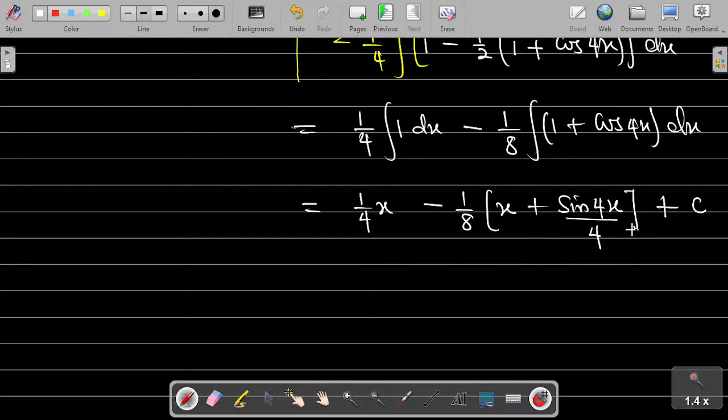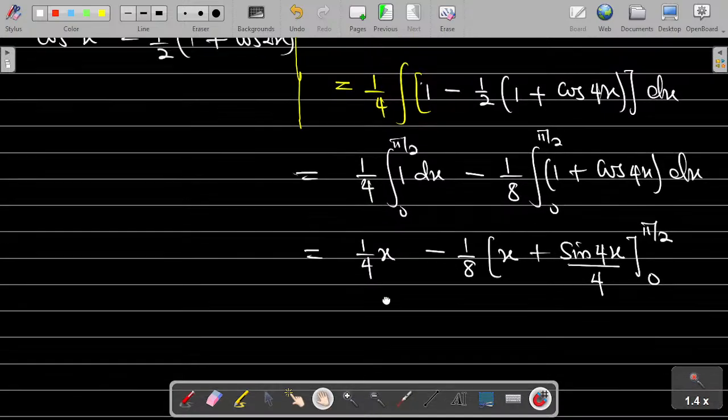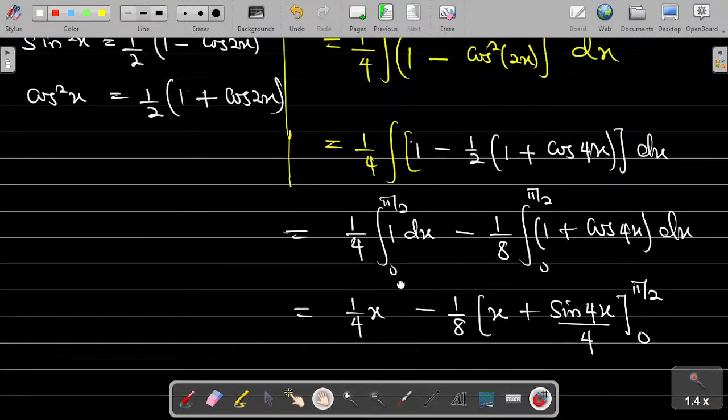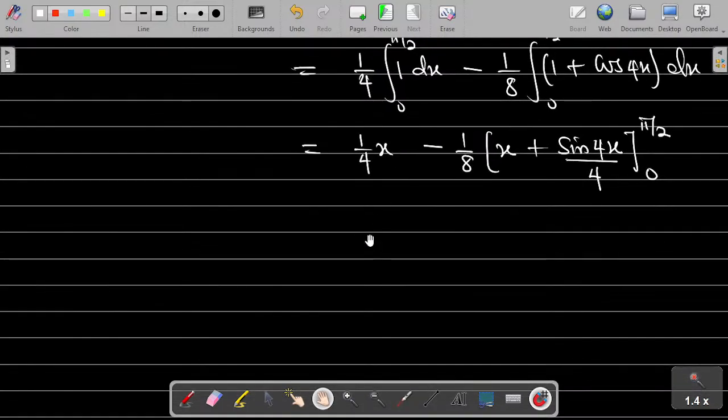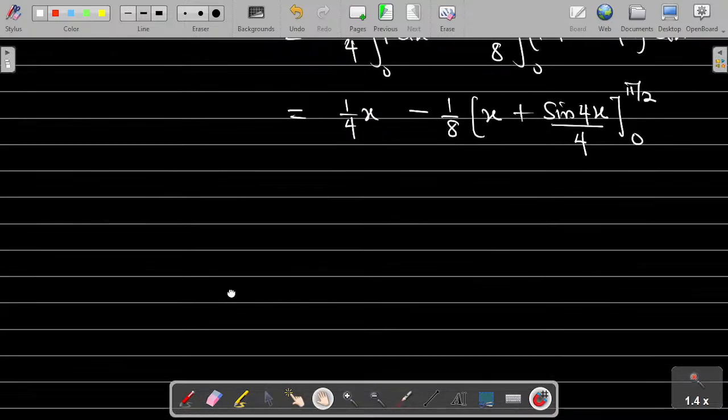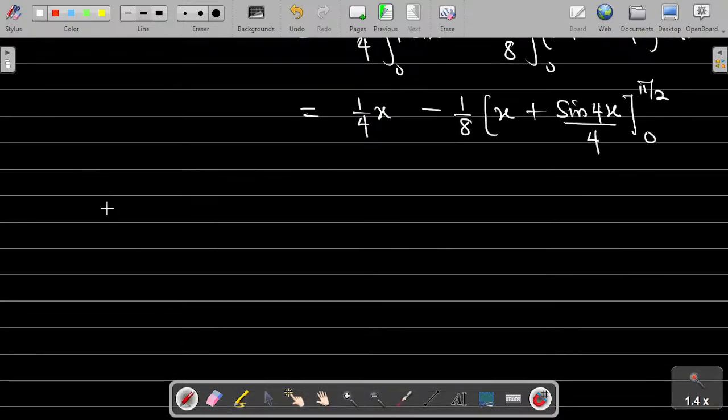C. But remember that this is a definite integral, so you may not necessarily put the constant, but recall that you are moving from 0 to pi over 2. I omitted that all along, so remember to put that in other areas. Okay, so let's now try to finalize that evaluation.